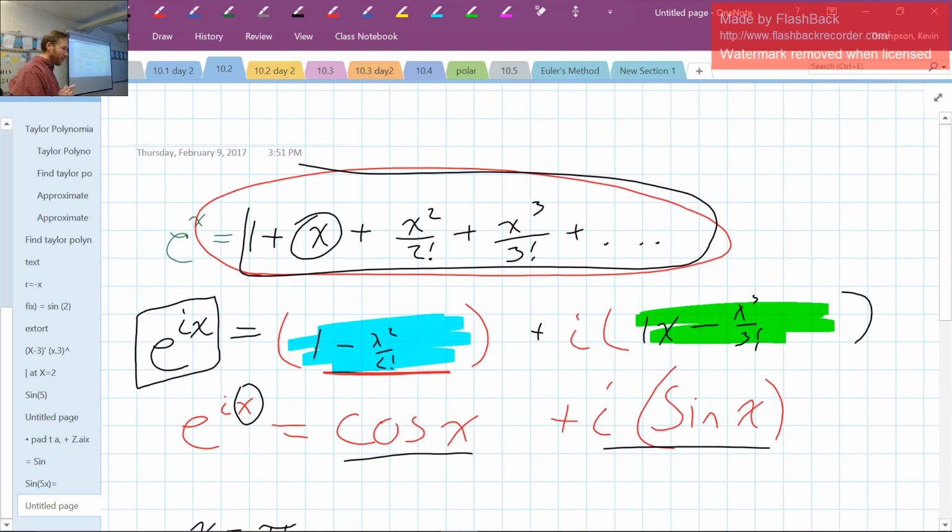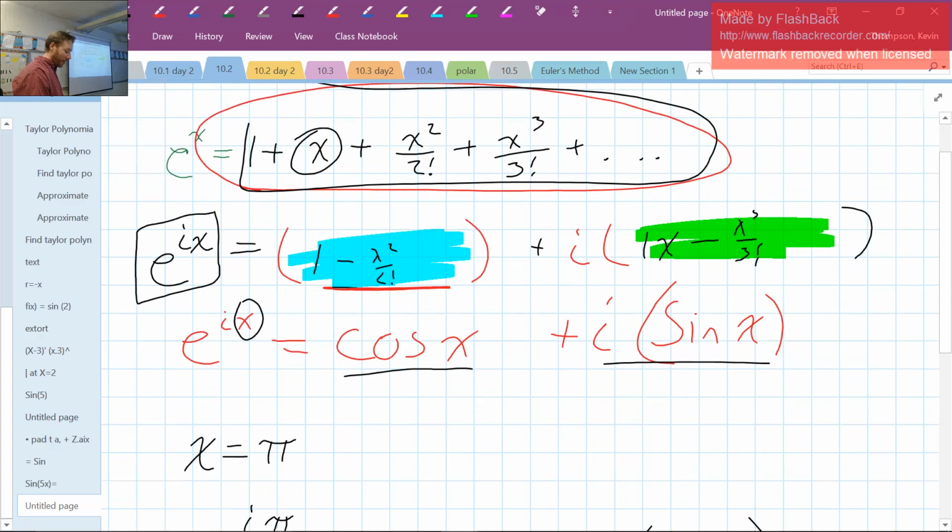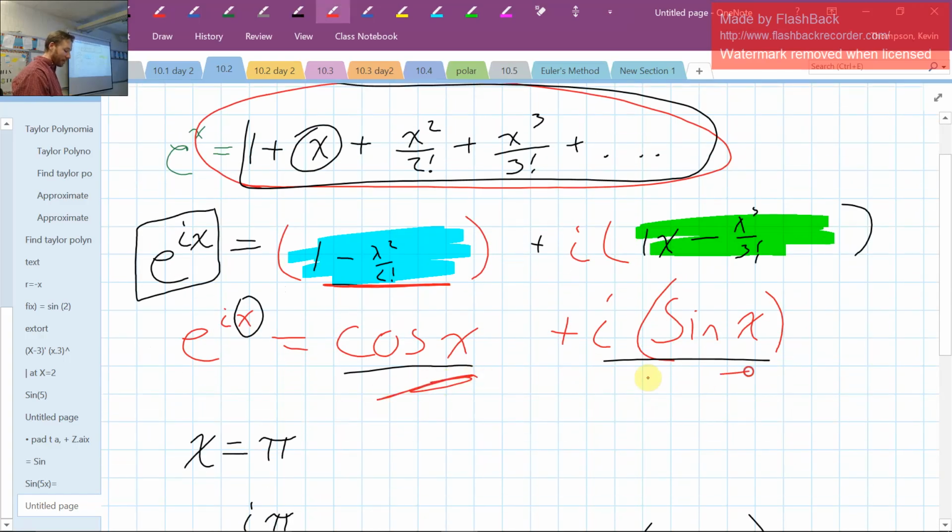good place to end for the day. So what's the practical application? You're welcome to look that up. There actually are some, thinking about this even in terms of electrical connection.